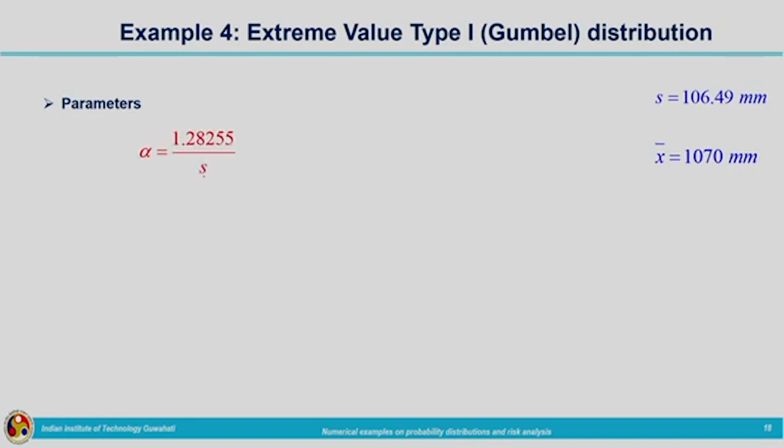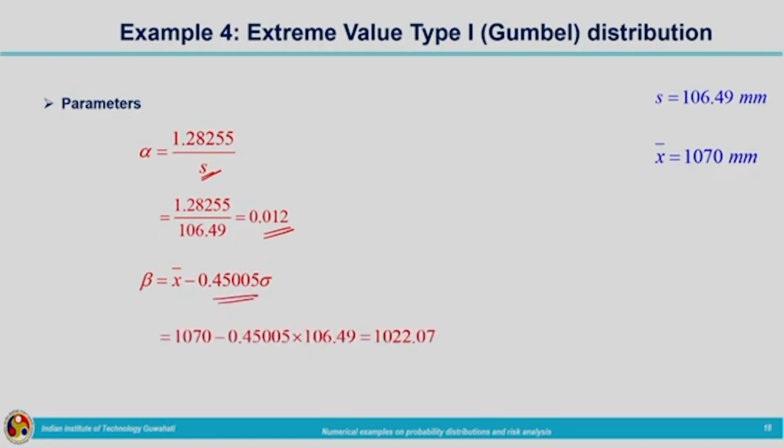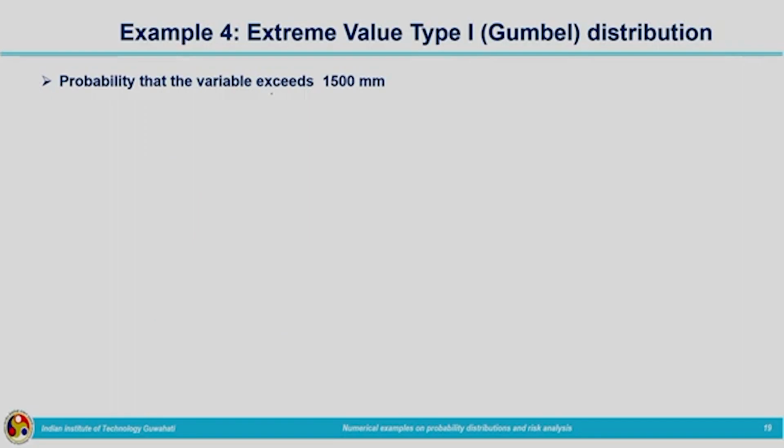Alpha consists of the standard deviation. Alpha is equal to 1.28255 divided by s. So, that is coming out to be 0.012. And coming to beta, beta is given by x bar minus 0.45005 sigma. X bar is 1070. It can be calculated as 1022.07. So, we got the values corresponding to different parameters of Gumbel's distribution.